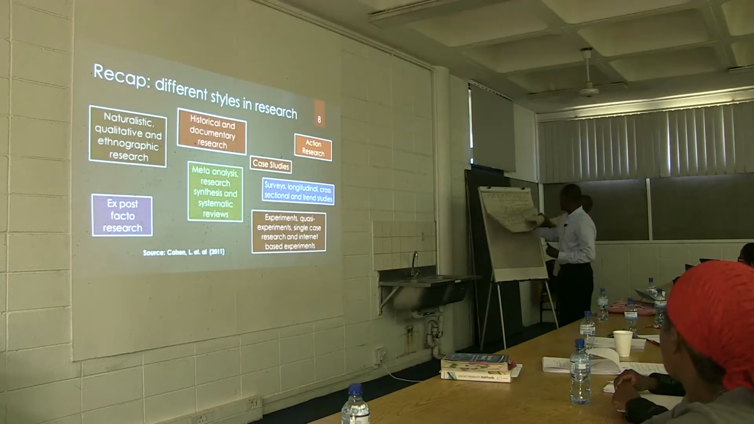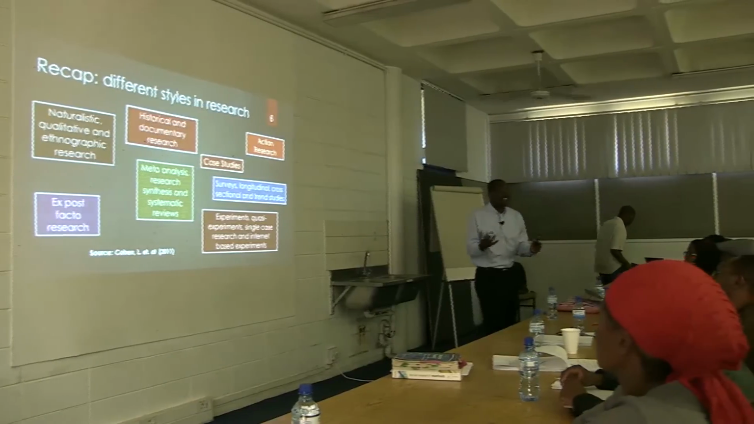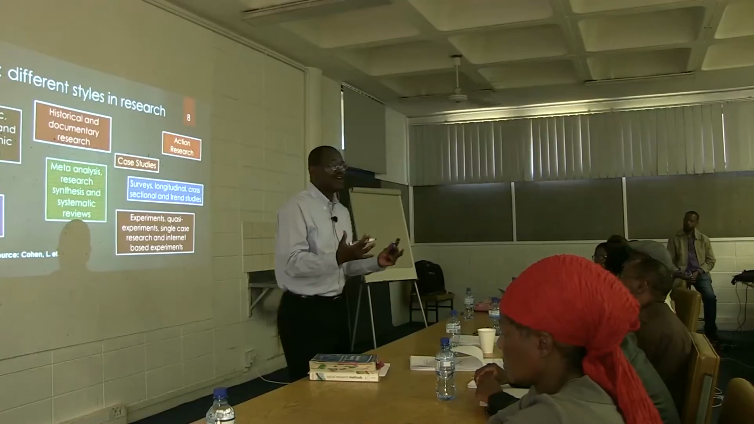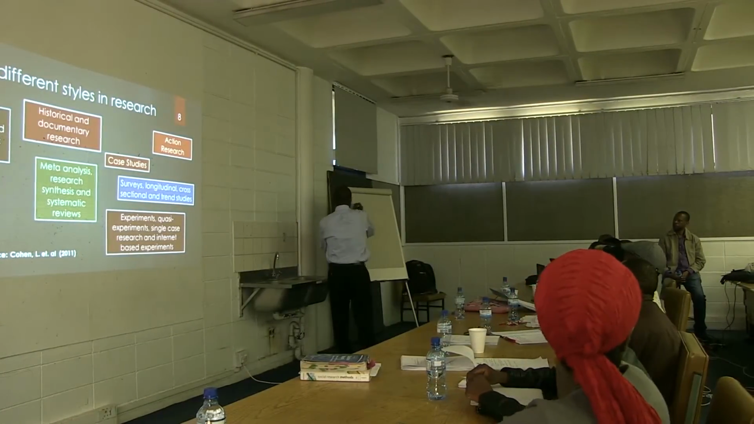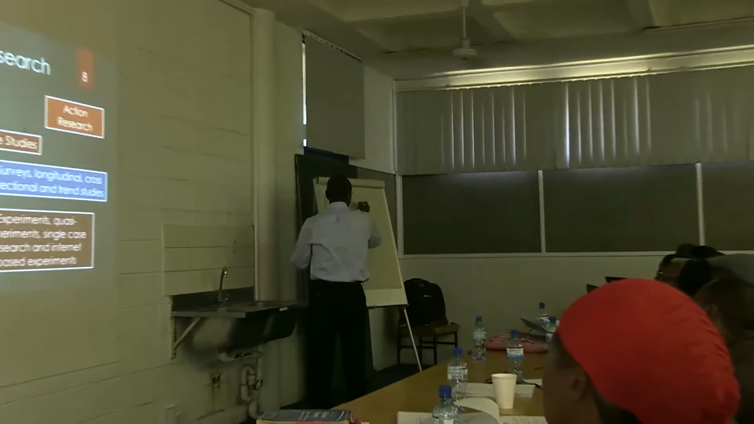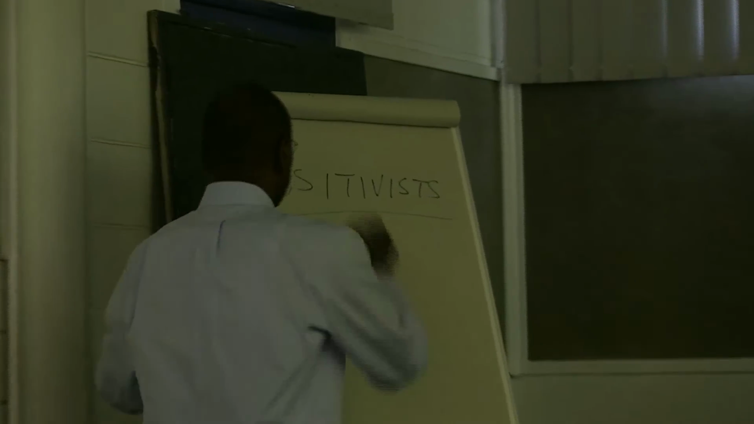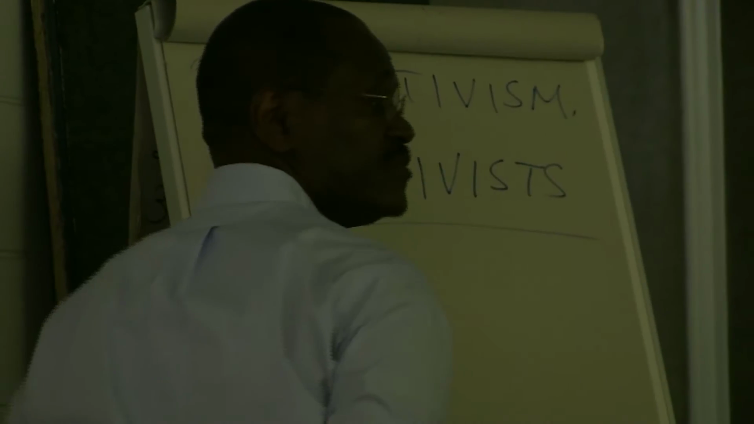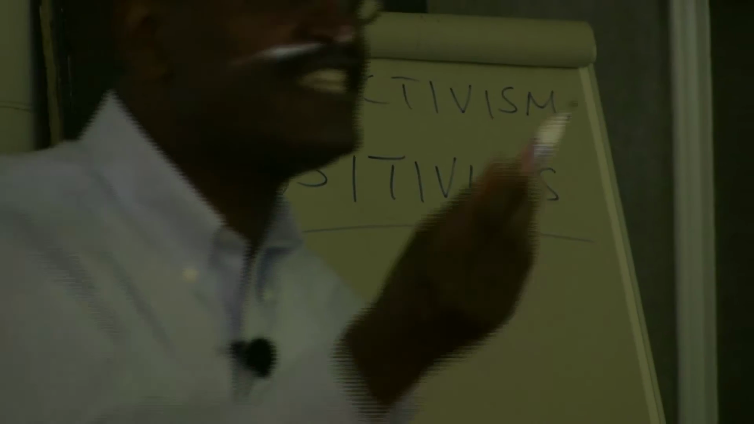Yeah, thank you, Chris. Those of us that say reality exists independently of us, what do we call them? It starts with a P. Yes, positivists. Positivism. You can put it simply, but that's not quite correct. Objectivism. Because they believe that reality exists independent of me.